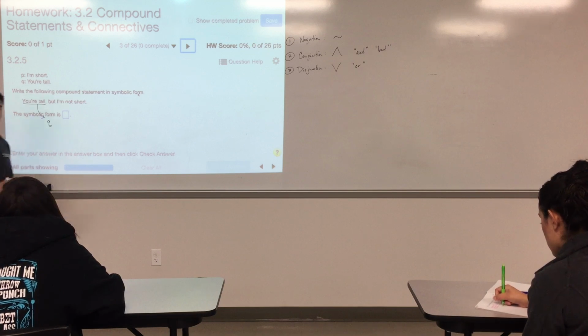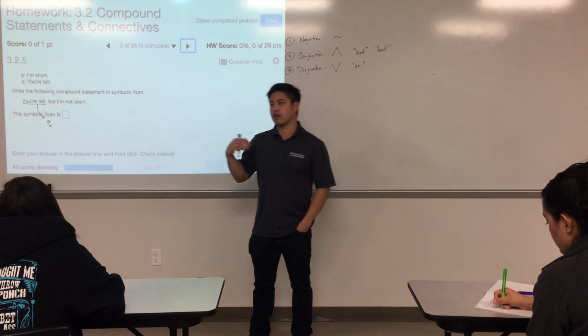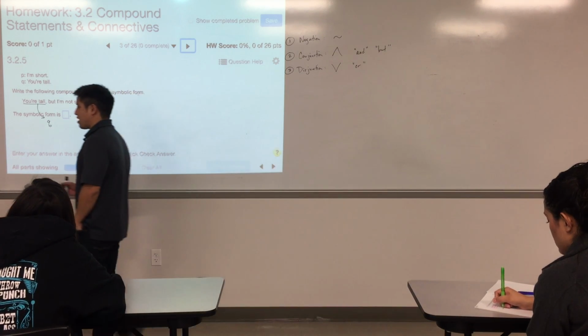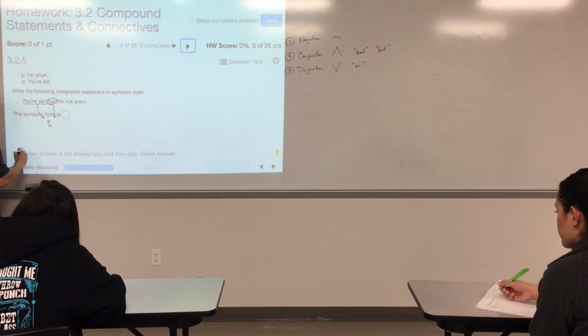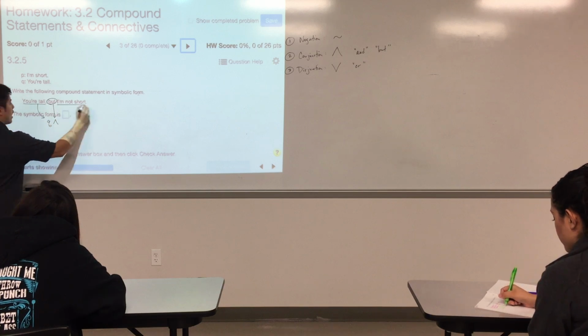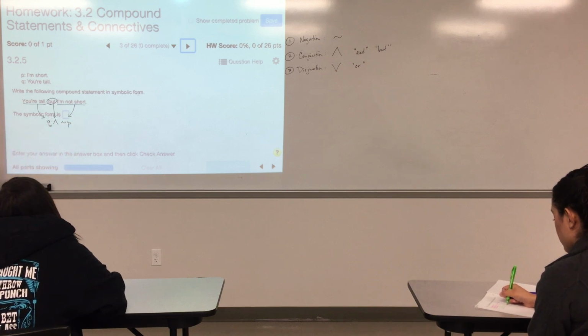Except for later in this lesson, when we get to a little bit more complicated items with conditional statements and biconditionals, that's where it gets a little bit tricky. But here we go. The word but, what is that? Conjunction. And then I'm not short would be what? Negation, or tilde P. And there's your answer.